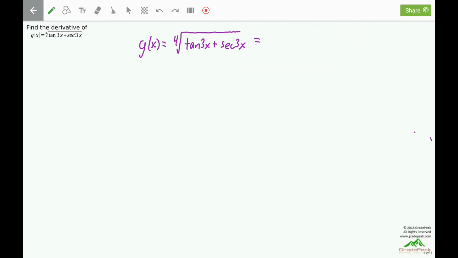Since we have a root, it's going to be best to rewrite that as a fractional exponent. We have a tangent of 3x plus the secant of 3x, and the entire thing to the first power and fourth root, so 1 over 4 power. Since the 1 over 4 power is the outermost function, the derivative will start with the power rule, with that power of 1/4. Let's bring the 1/4 down, leave the inside alone, so tangent of 3x plus secant of 3x.